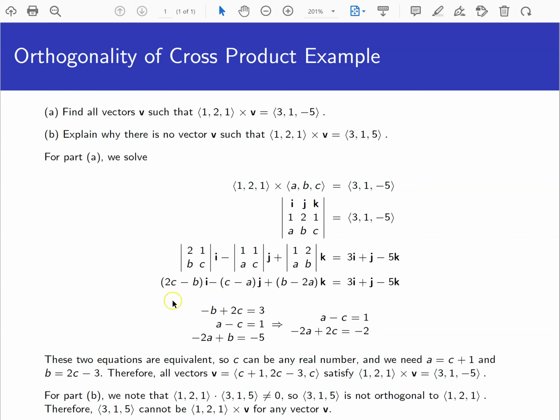Just rewrote this one a little bit, writing them in alphabetical order essentially. We get minus b plus 2c, that has to equal 3. In the second one, if we distribute the minus sign through, we get a minus c has to be 1. And in the third one, we get negative 2a plus b has to be negative 5.